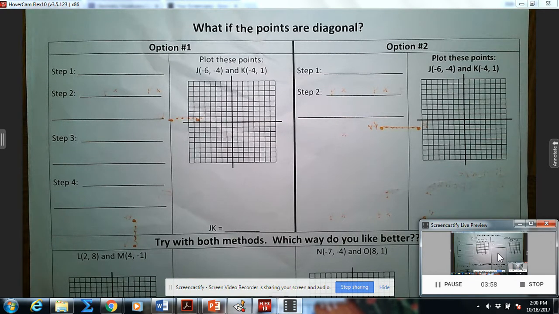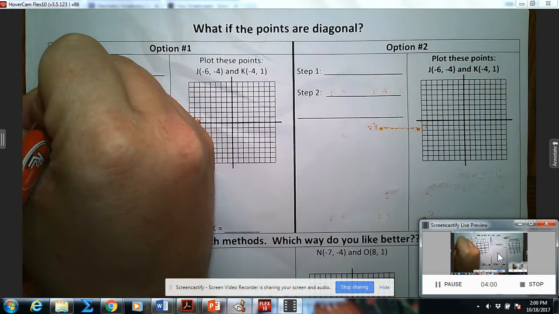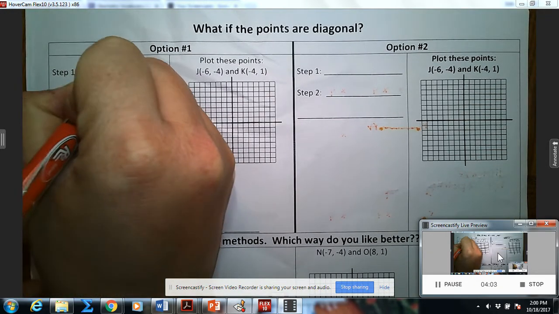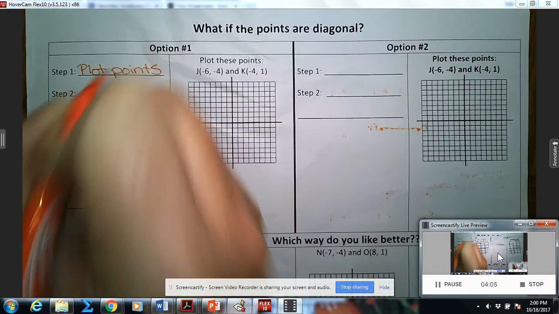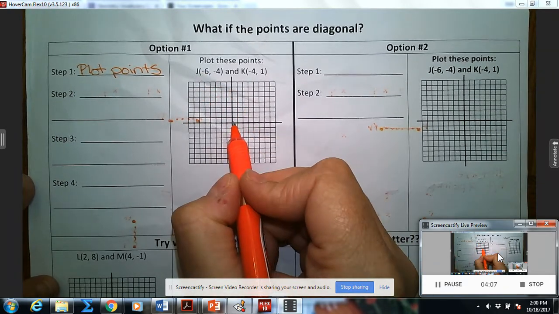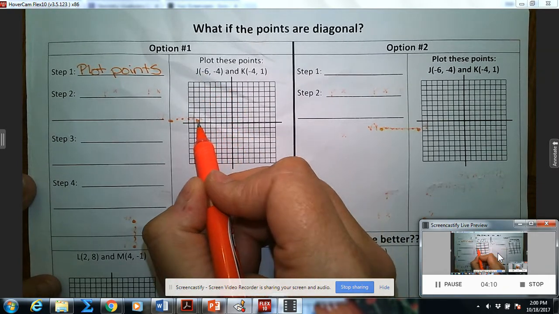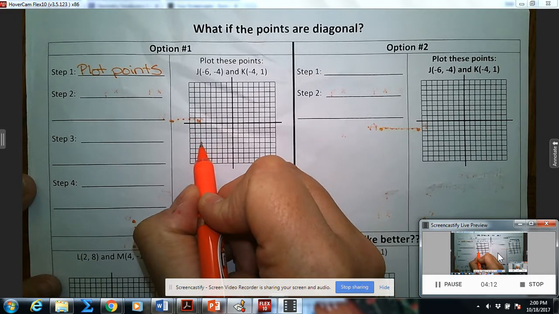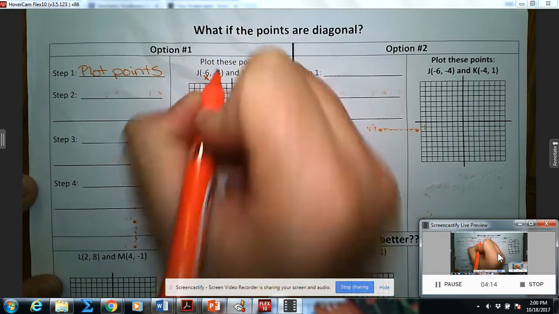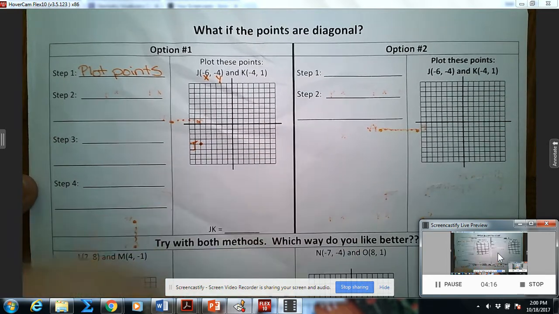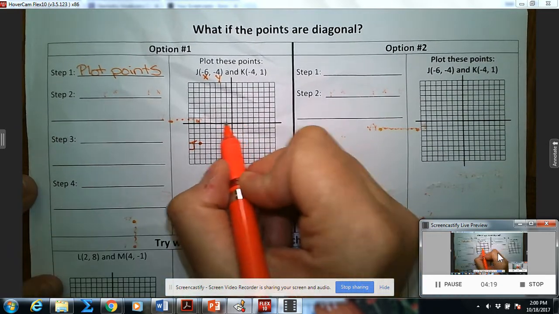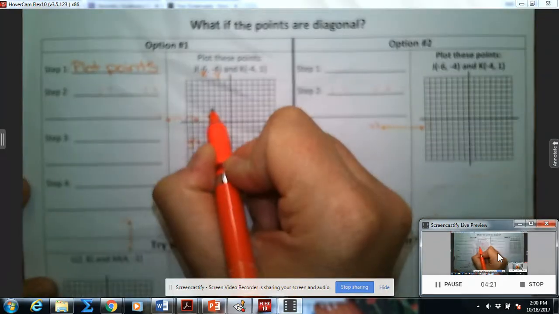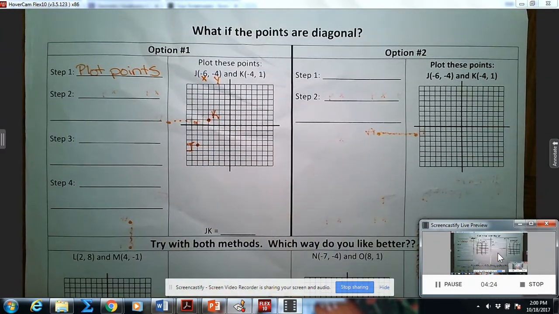First, in option 1, step 1 is going to be to plot the points, of course. So let's go ahead and do that. I've got point J at -6, so that's left 6, -4, down 4. That's an X and a Y. Then I've got K at -4, +1. So now these 2 points are diagonal from each other, so counting is not an option. I cannot count along the diagonal.